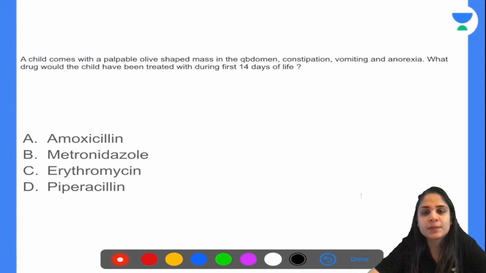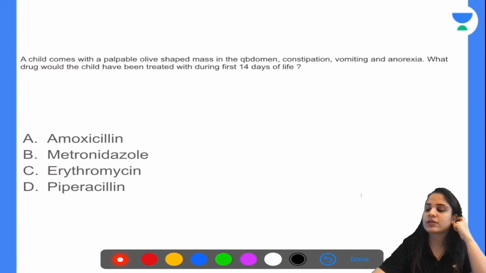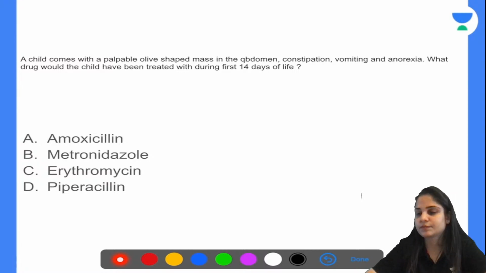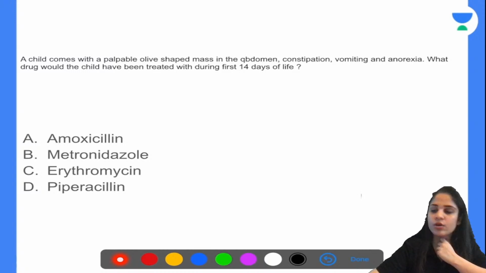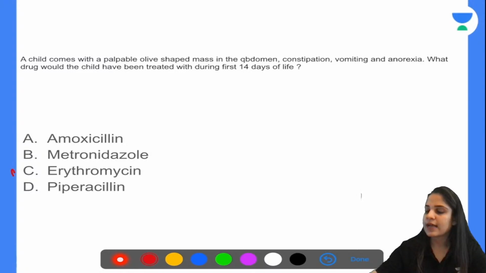Now you have to come to a different pathology. A child comes with a palpable olive-shaped mass in the abdomen, constipation, vomiting and anorexia. What drug would the child have been treated with during the first 14 days of life? Amoxicillin, metronidazole, erythromycin or piperacillin? Okay, so all of you have given the correct answer. Absolutely correct. All of you have mentioned it as erythromycin.